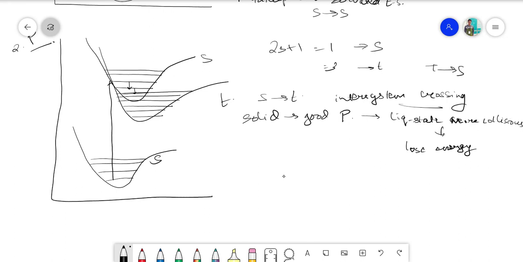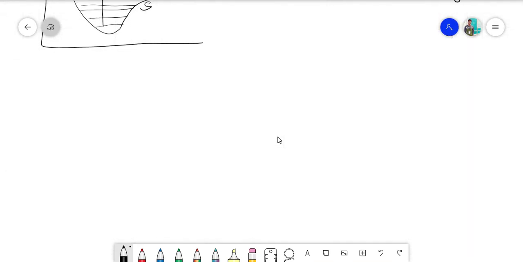I think that's all there was to discuss on electronic spectroscopy. We'll take a look at the questions that we have. Let me get the questions. So we have very few questions from NET. I'll also keep on discussing the questions which were previous.